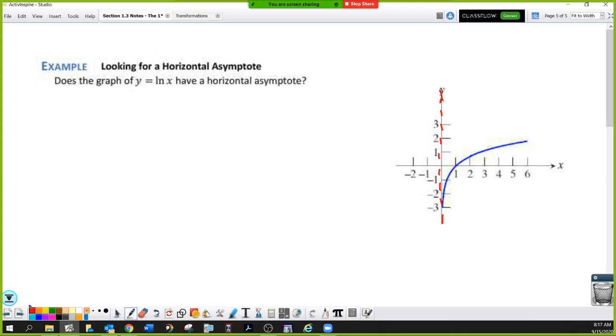But even though it looks like it's flattening out to the right, it's technically not. It will grow forever. So does it have a horizontal asymptote? No. Vertical.